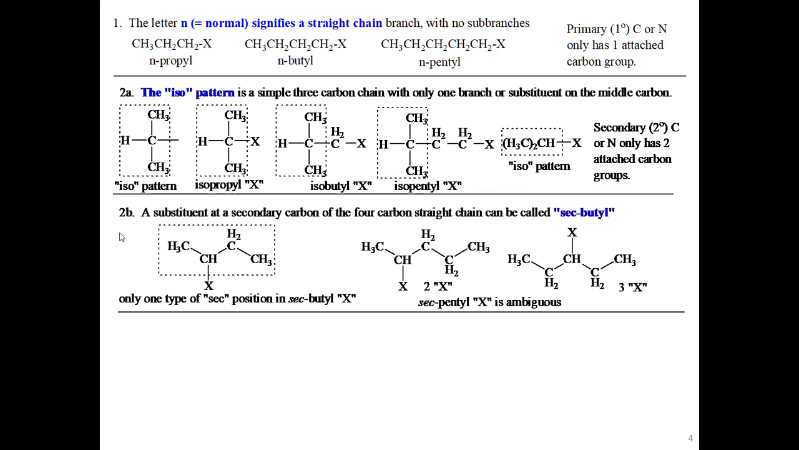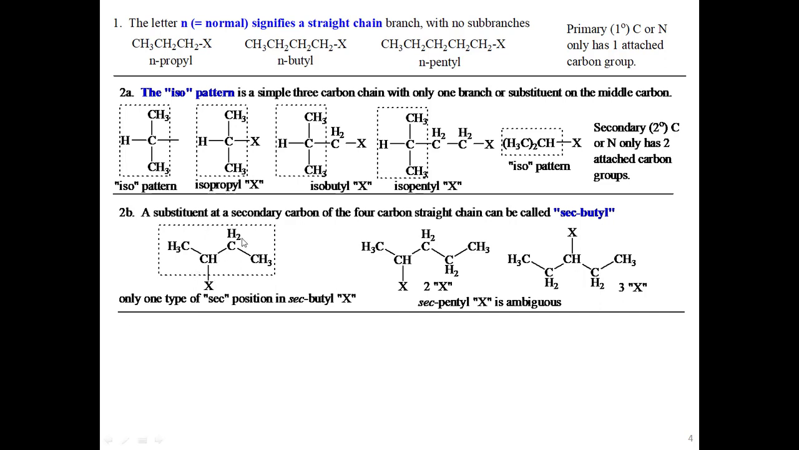A related pattern is also a secondary position. You'll notice up here this was secondary because the carbon has 2 carbons attached here. This also is a secondary carbon on a 4-carbon chain, and if you have a branch off of one of those CH2s that would be there, that would be at a secondary position, and so they call this one sec, and because there's 4 carbons, sec-butyl, sec-butyl bromide, sec-butyl lithium, things like that.